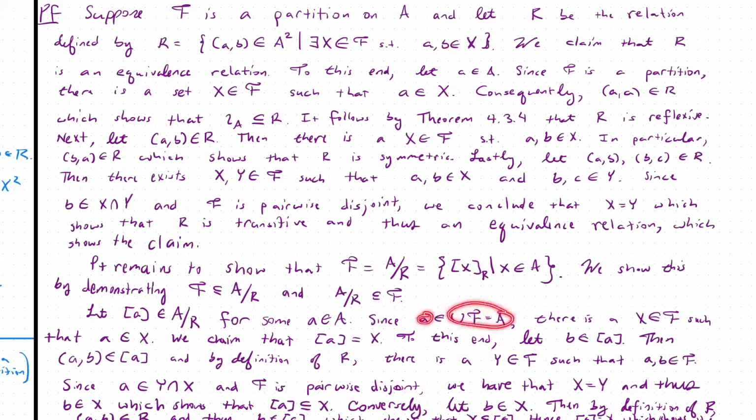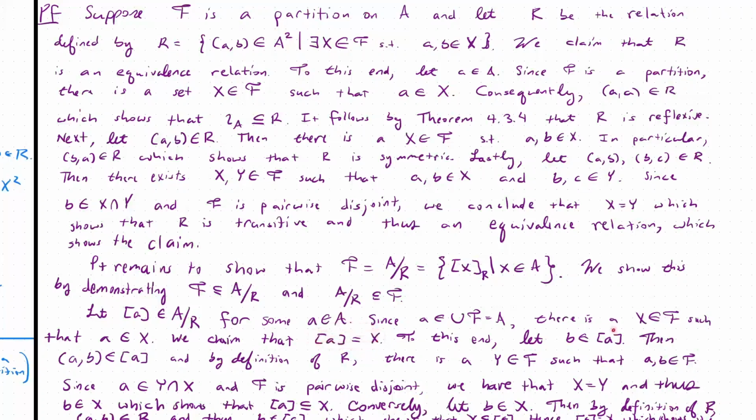Since a is in A, we know that there is at least one X in the family of sets, and actually exactly one X since F is a partition, such that a is in X. So we claim that the equivalence class of a is equal to X. Because what we want to do is show that if the equivalence class of a is in A mod R, then that equivalence class is in F. And so if we show that they are equal, we are done. So we're going to claim that they're equal, and we're going to show this claim.